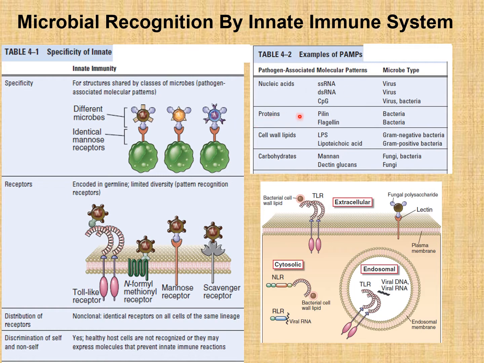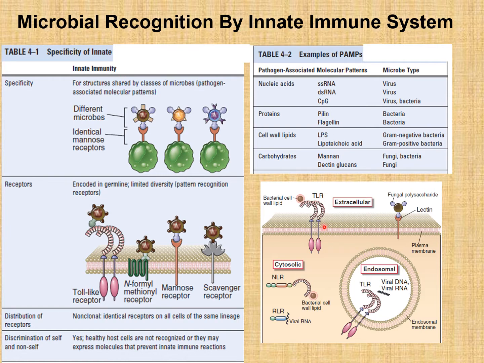They can be proteins like pilin or flagellin in case of bacteria. They can be cell wall lipids like LPS or lipoteichoic acid, like LPS in case of gram negative and lipoteichoic acid in case of gram positive bacteria. Or they can also be carbohydrates like mannan, glucan in case of fungi. So these receptors are basically germline coded and they are present on different regions of the cells and recognize the PAMPs when they interact with them.